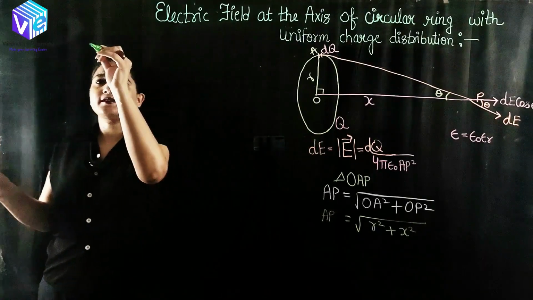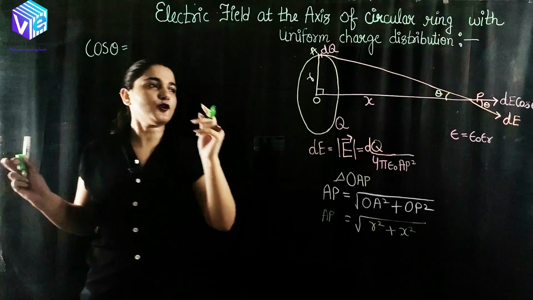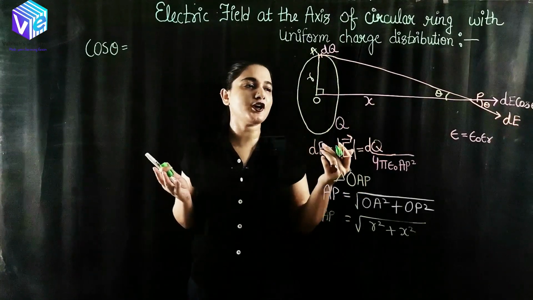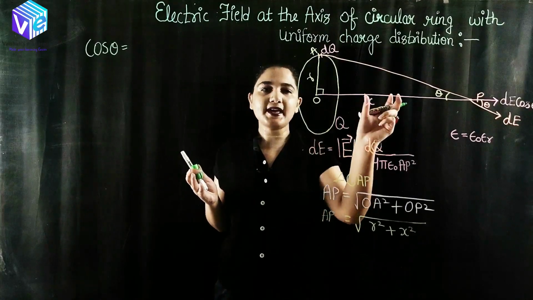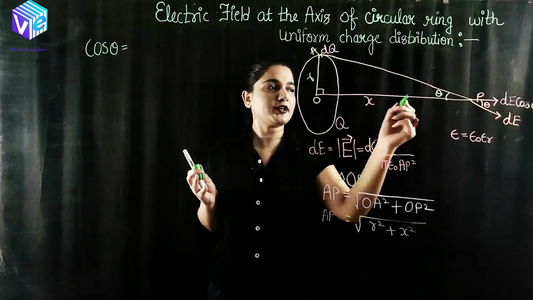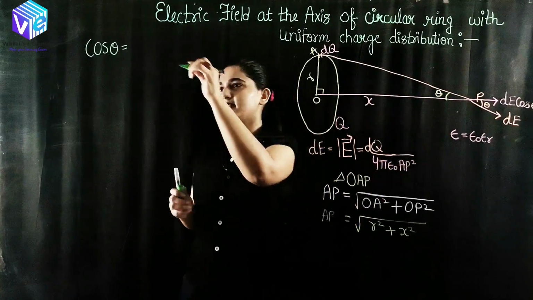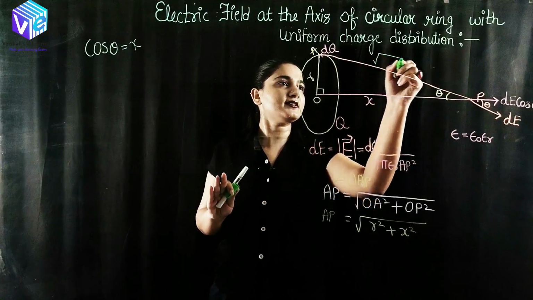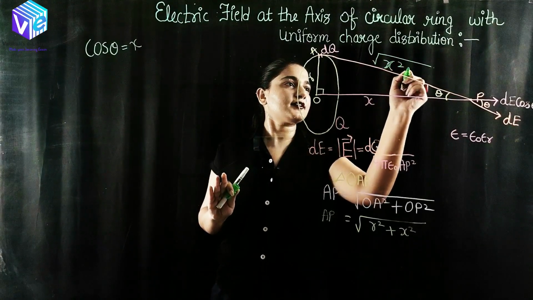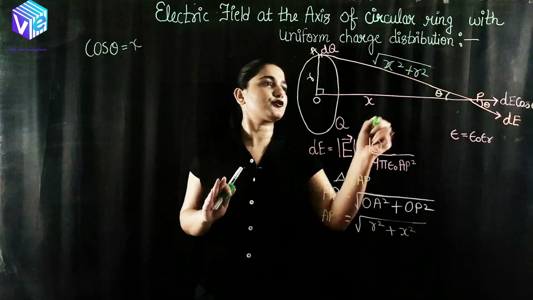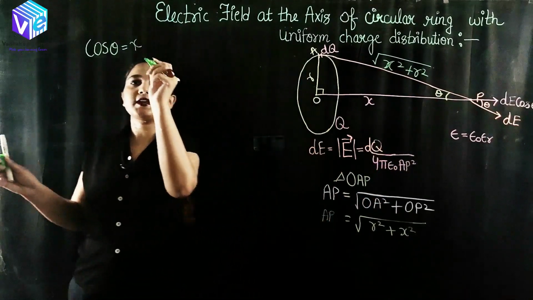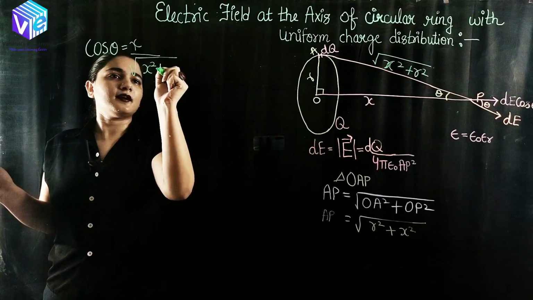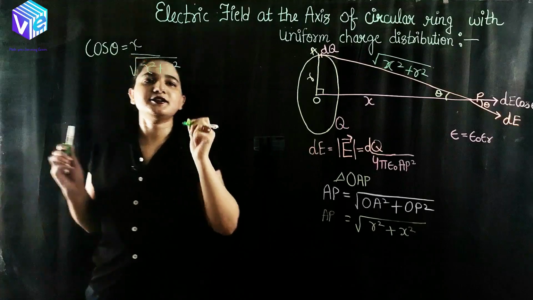So what I will be doing? I will be using again the trigonometry. In this triangle, what is cos theta? Cos theta will be base upon hypotenuse. This is theta, base is x, so here I will be putting x. What is hypotenuse? AP is under root x square plus r square. So now I know what is AP. So cos theta will be x upon under root x square plus r square.